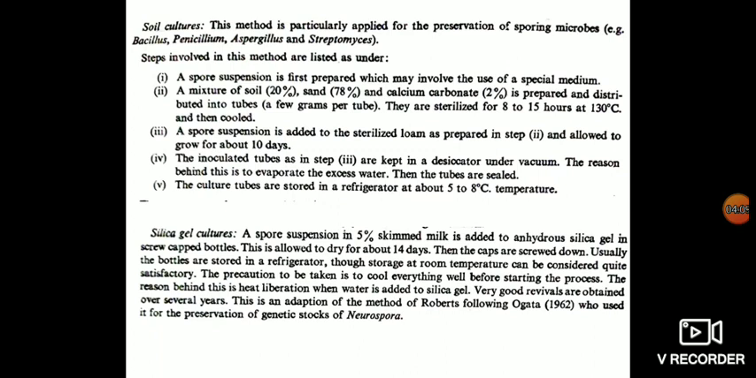You may know what silica is. Silica gel is prepared and added, then put in a screw-capped bottle. This is allowed to dry for 14 days. Then the caps are screwed down. Usually the bottles are stored in a refrigerator, though storage at room temperature can be considered quite satisfactory.